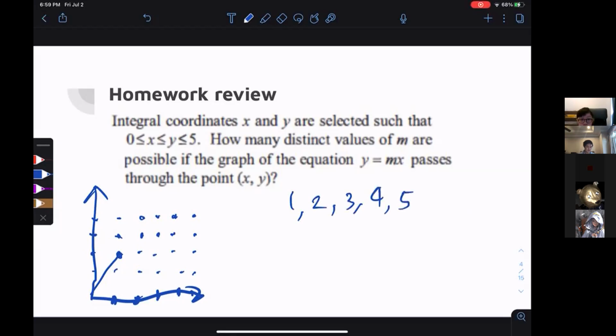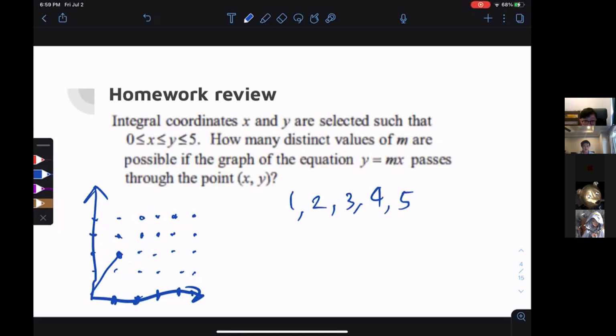as possible slopes. And those correspond to these lines, or no, sorry, this drawing is really bad. It's not drawn to scale. Yeah, those correspond to those lines as I drew right there.